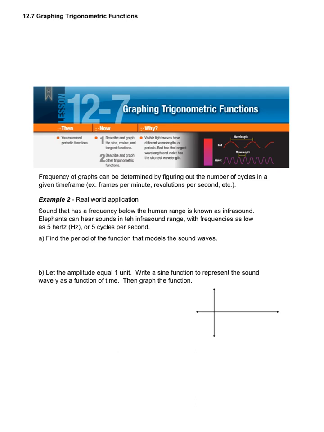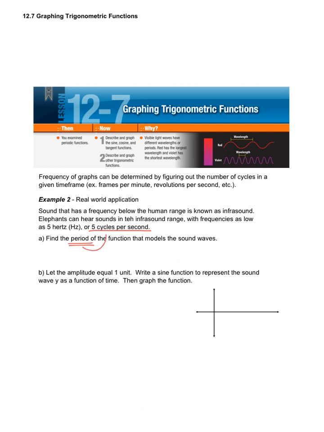Continuing on, you may have some word problems today to look at. Very similar to before, sound that has a frequency below the human range is known as infrasound. Elephants can hear sounds in the infrasound range with frequencies as low as 5 hertz or 5 cycles per second. So the first part is find the period of this function.